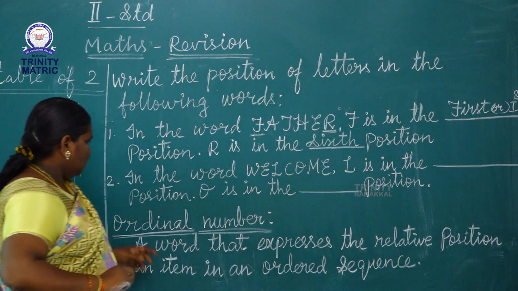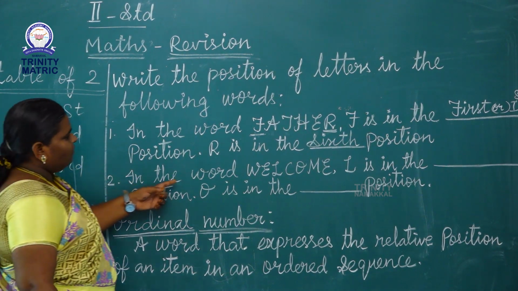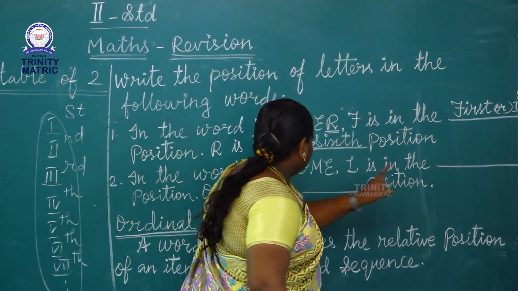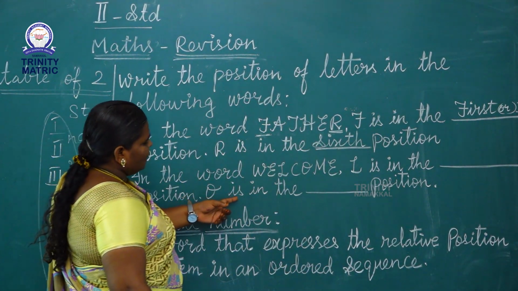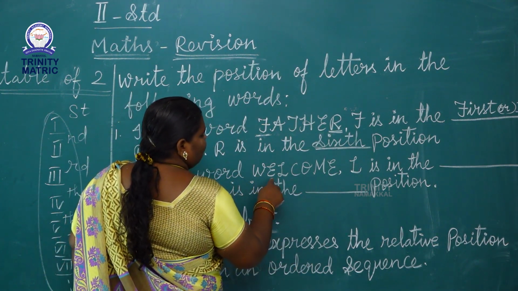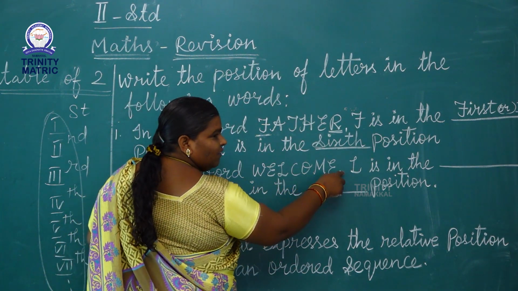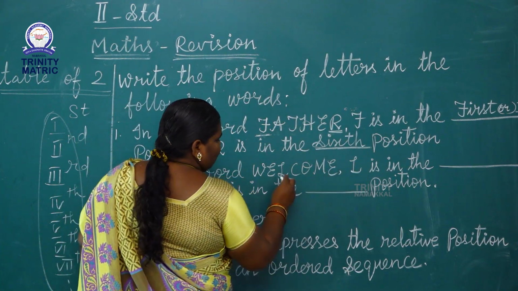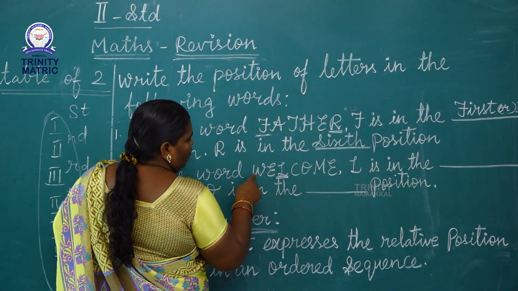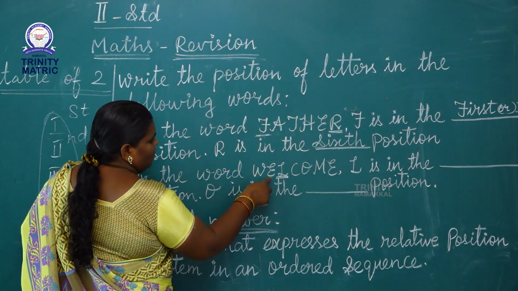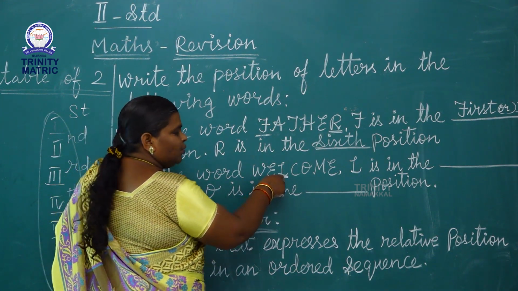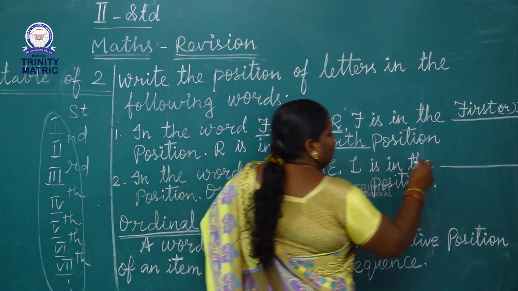Okay children, see the next question. In the word welcome, L is in the dash position. O is in the dash position. W-E-L-C-O-M-E, welcome. Where is the L? Here. You say first, second, third. So L is in the third position.